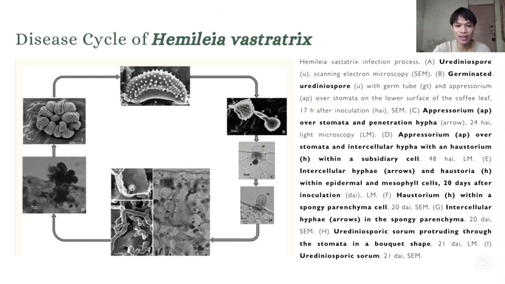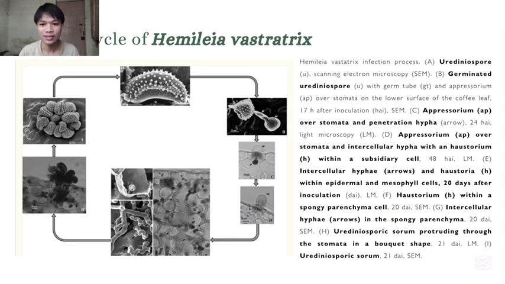The second phase of the infection process of Hemileia vastatrix is stomatal penetration. At around 24 hours after inoculation, the appressorium positions itself over the stomata. From there, a penetration hypha, a thin fungal filament, enters the plant through the stomatal opening. The penetration hypha grows between the cells within the plant tissues, and it will develop haustoria, which are specialized structures used to extract nutrients from the plant cells without killing them. This can be observed in the third and fourth figures on the right side.